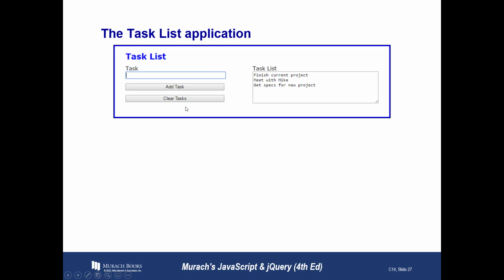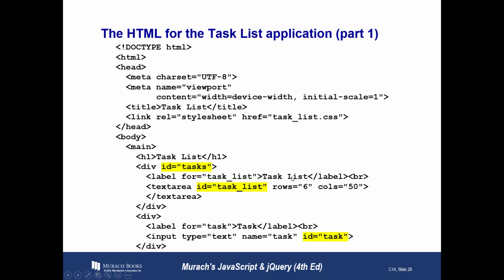All right, so what they're going to do in the next several chapters is build this task list or to-do list or whatever you want to call it. So you can type in here, for instance, they typed in get specs for new project. They clicked add task and it went in there. Then they clicked meet with Mike, they clicked add task and it went in there. And it pushed the get specs for new project down. Then they put finish current project, clicked add task, and it became the new one on top. If you click clear, of course, they go away.